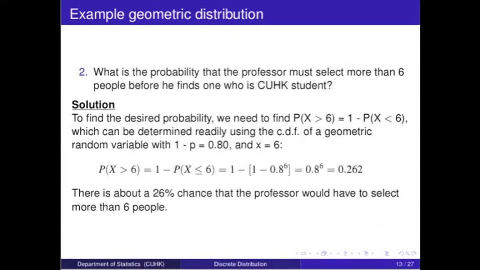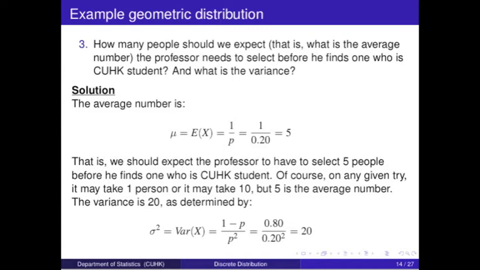For the second one, what is the probability that he must select more than 6 people before he succeeds? To calculate the answer, you can use the CDF of geometric distribution. It is easy to calculate by 1 minus P(X less than or equal to 6). And we can get the answer is about 26%. For the last question, find the expected value and the variance. It is easy to calculate the answer by substituting the parameter in the mean and variance formula.